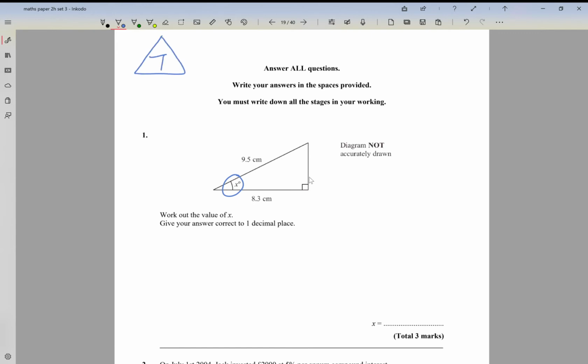So here are our triangles. These are triangles you need to kind of memorize. SOHCAHTOA. Now we need to figure out which one we need, which ratio we need to use. So first of all, we label the triangle.